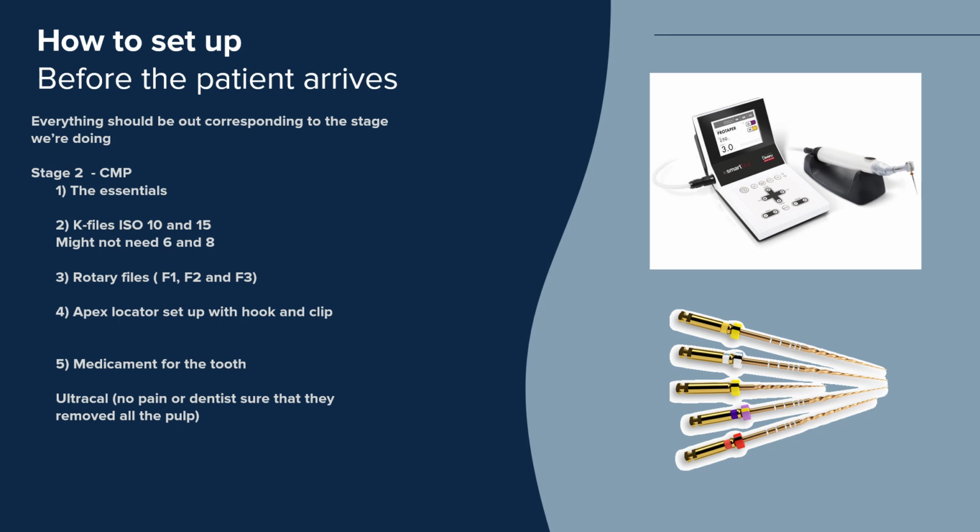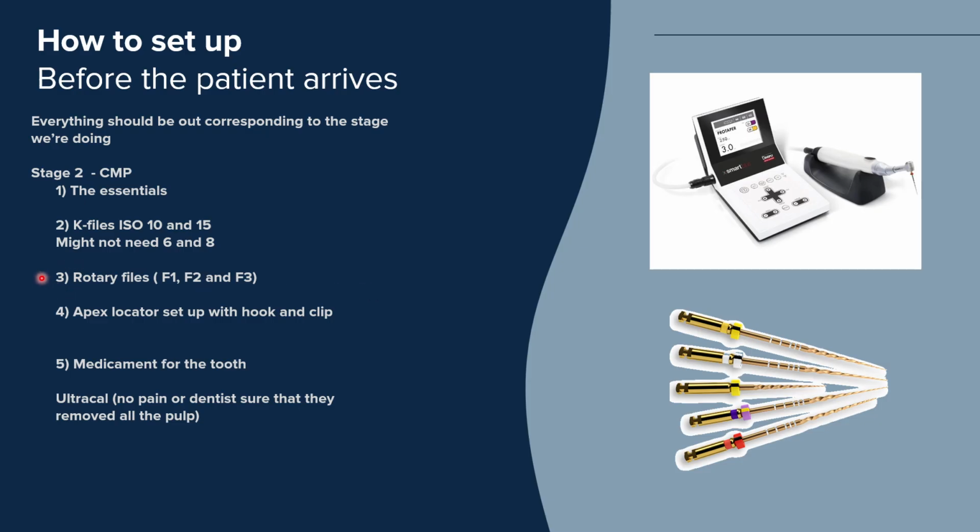Stage 2, chemomechanical prep or CMP. We need the essentials. We need our 10 and 15. We may not need 6 and 8 if the dentist was able to go down all the way with the 15s. And then we need our rotary files. At the Goldman Center, we use ProTaper Ultimate, so we have F1, F2, F3. If you use ProTaper Next, I believe it's X1, X2, X3.